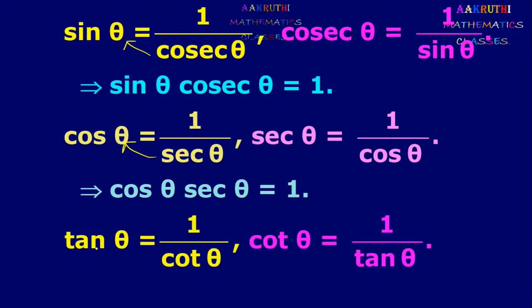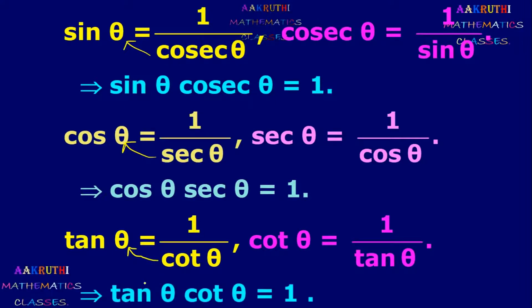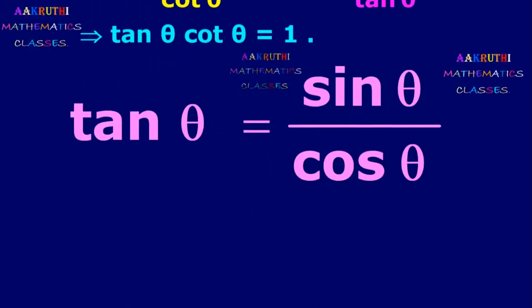So next relation, it is tan theta equal to 1 by cot theta, and cot theta equal to 1 by tan theta. When we multiply this, we get tan theta into cot theta is 1. So these are our reciprocal relations.